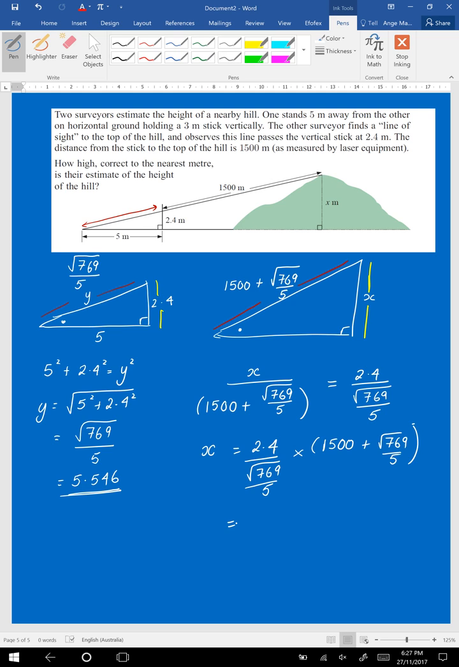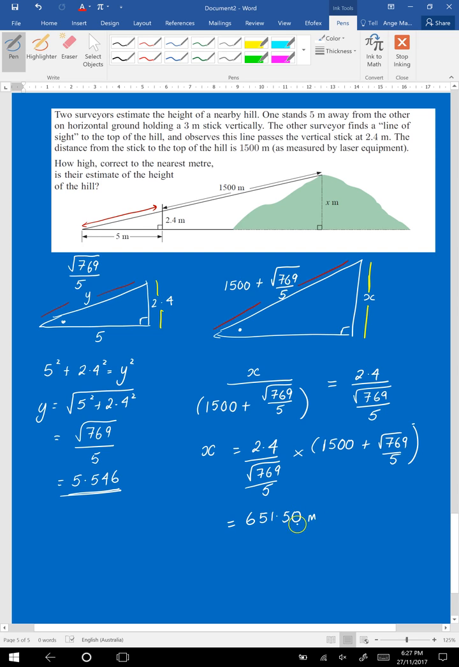So pop that in, 2.4 over square root 769 over 5, times, and the brackets are important here, because if you don't have the brackets, you will only times this answer by 1,500, and you actually want to times it by 1,500 plus this. So make sure that you use brackets, please. You might try typing that into your calculator a couple of times before you get the right answer. Good practice.